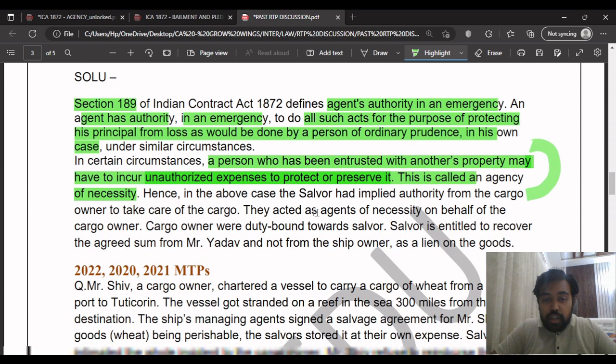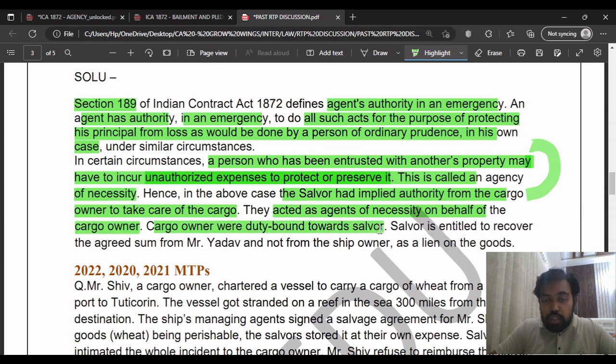Okay, next, in the above case, they told the provision in the first part. Now they are telling the facts of the case and they'll tell you the conclusion. In the above case, the salvor had implied authority from the cargo owner to take care of the cargo. They acted as agents out of necessity on behalf of the cargo owner. The cargo owner is duty bound towards the salvor, and the salvor is entitled to recover the agreed sum of money from Mr. Yadav and not from the ship owner as lien on the goods.